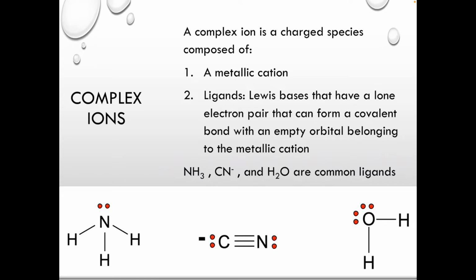And these are always going to be Lewis bases. They are going to have available lone pairs, and they will form a covalent bond with an empty orbital on that metal cation. Okay, so some really common ligands that we have: ammonia, cyanide, and water. Another good one is hydroxide, right? But all of these have these available lone pairs that they can donate to that metal cation, right? That metallic cation is our Lewis acid, and these are going to be our Lewis bases, and they will form an adduct.